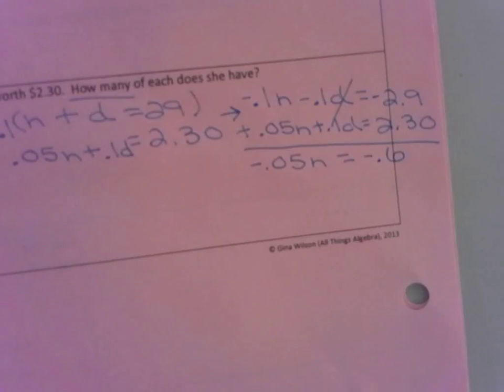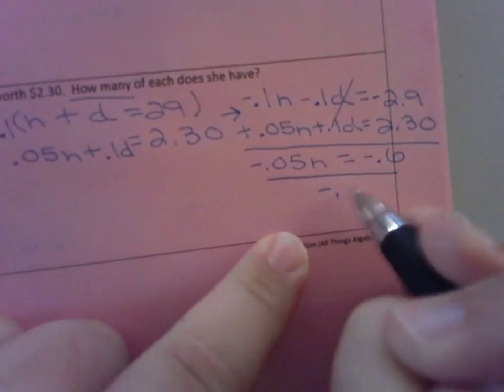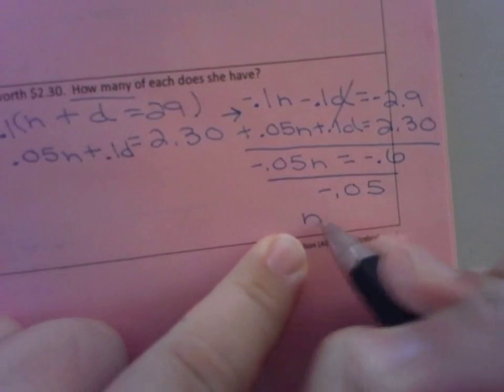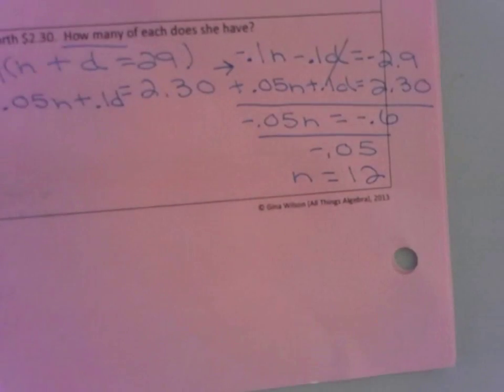And then how do I get n? Divide by negative 0.05. Again, I don't expect you to know this. Use a calculator. Negative 0.6 divided by negative 0.05. What is it? Negative 0.6 divided by negative 0.05.